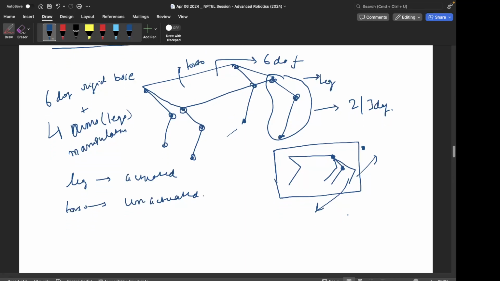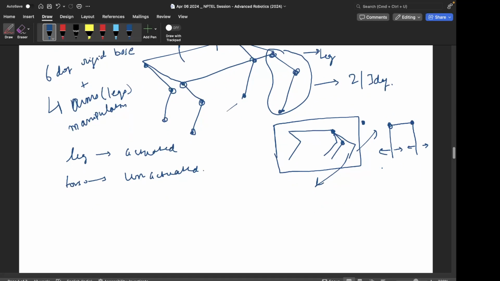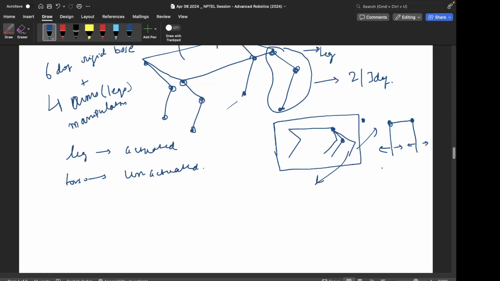So basically, if you see the front view, that additional joint allows the legs to move in this direction. So it allows the leg to move in the frontal plane also.